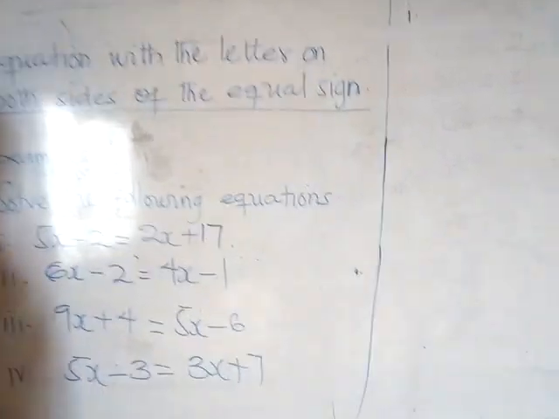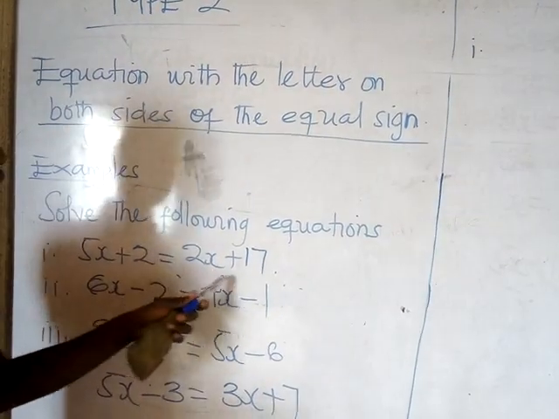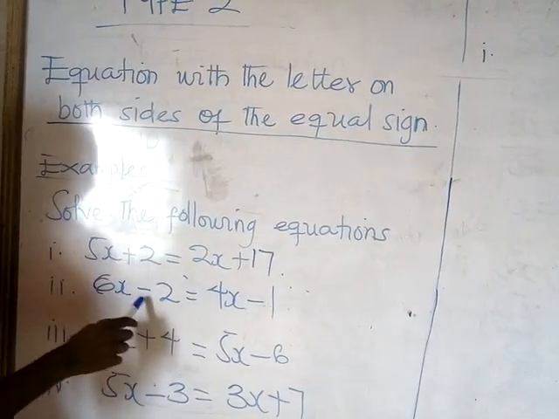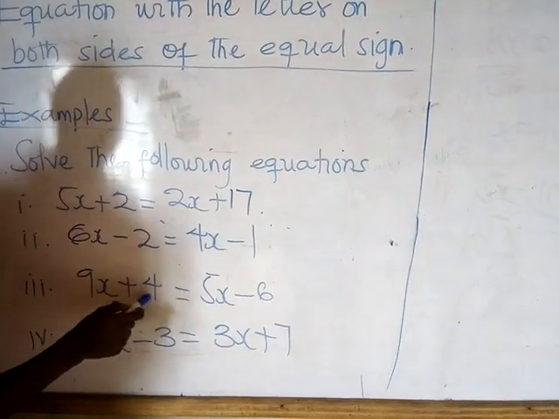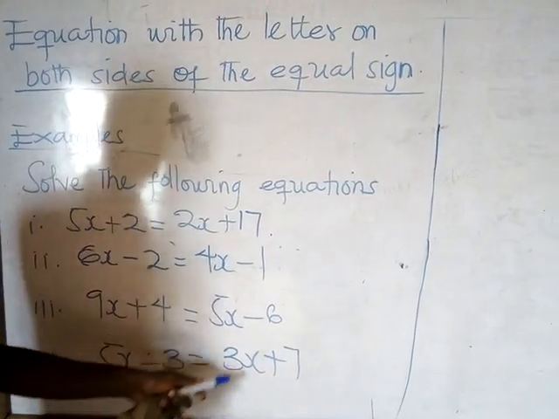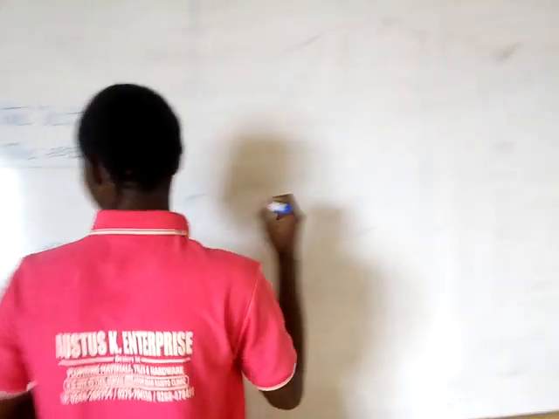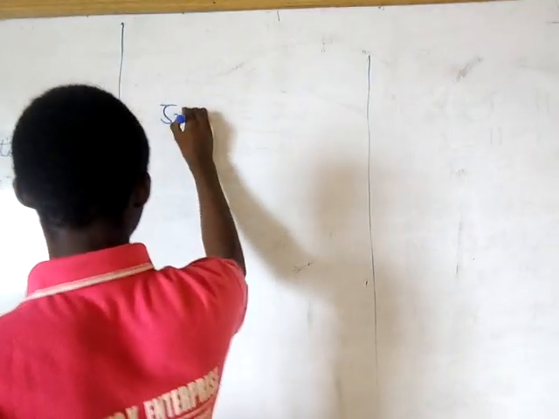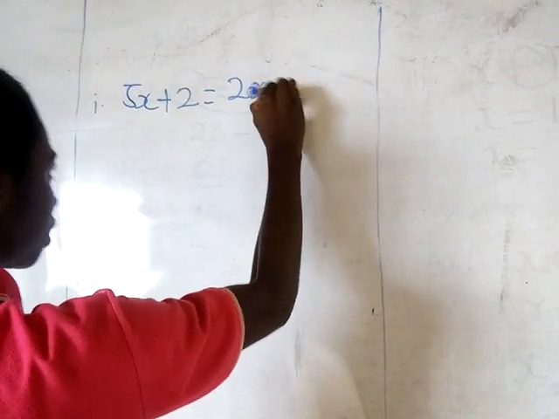The question said, solve the following equation. 5x plus 2 equals 2x plus 17. 6x minus 2 equals 4x minus 1. 9x plus 4 equals 5x minus 6. 5x minus 3 equals 3x plus 7. So now, let's start solving them. The first one is 5x plus 2 equal to 2x plus 17.